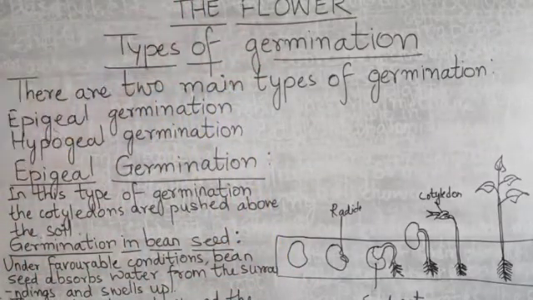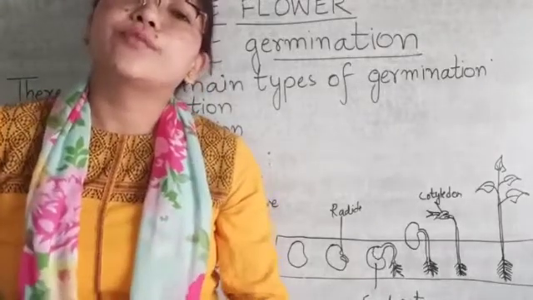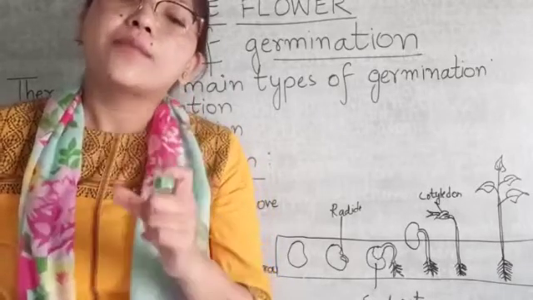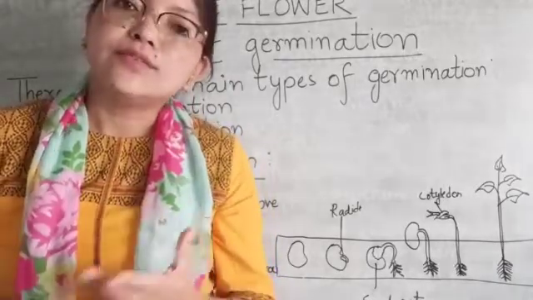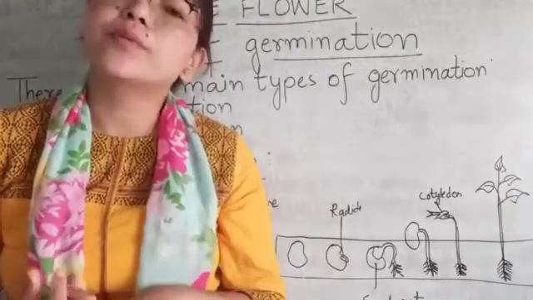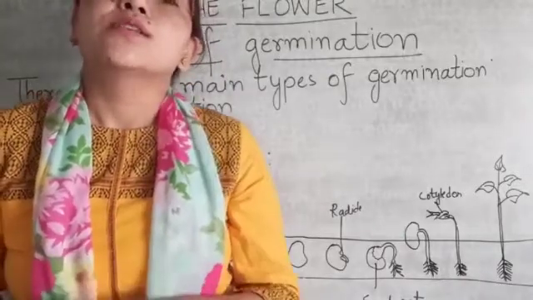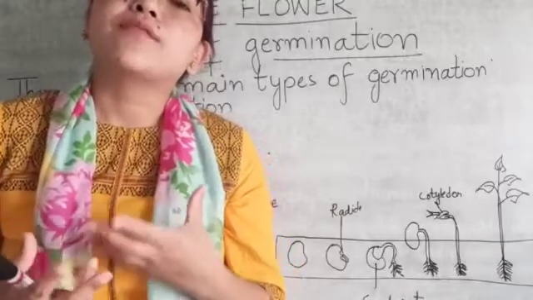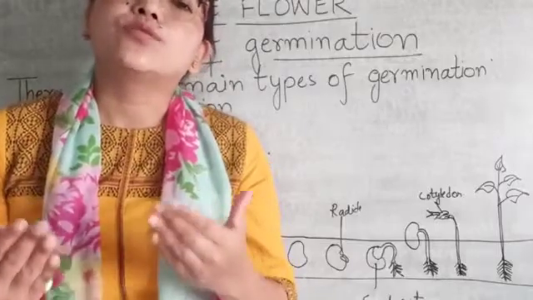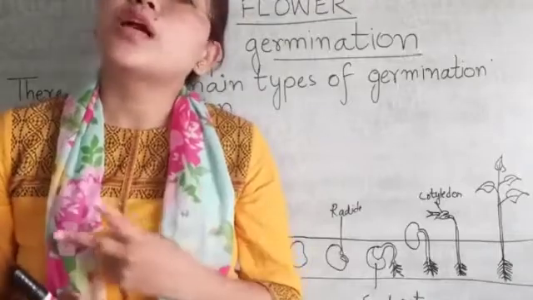Types of germination. But first of all, let us revise. What is germination? Germination is a process by which the embryo in the seed becomes active when it gets favorable conditions, like water, air, sunlight or temperature. So, the process by which this embryo in the seed becomes active and grows into a plant is called germination.